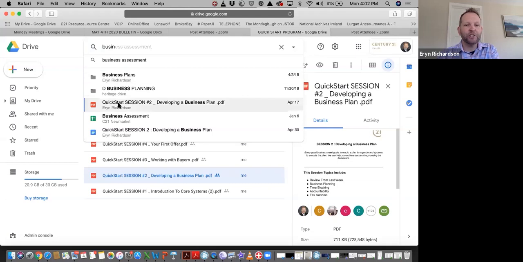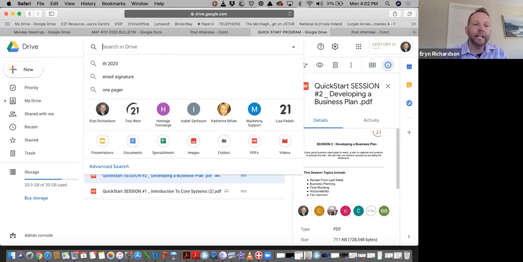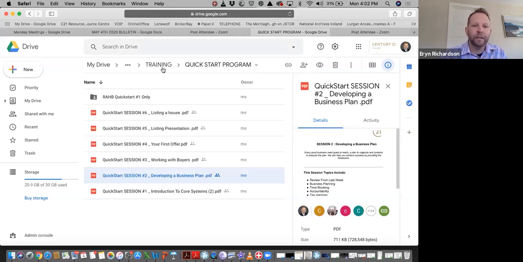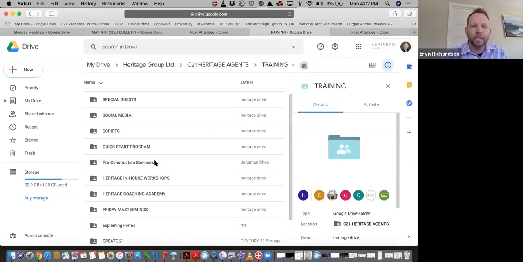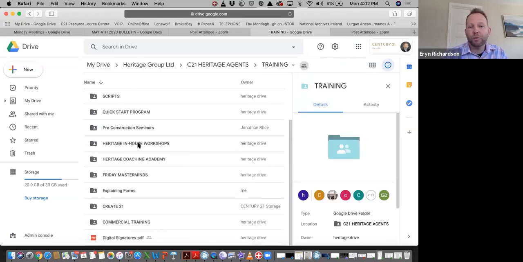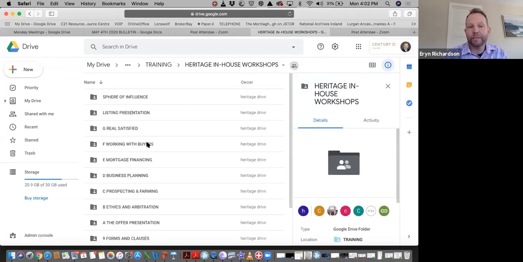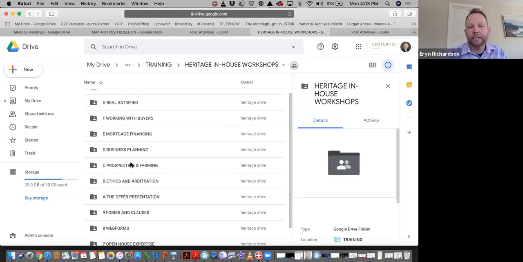We've got Quick Start session 2 business plan. We've got a D business plan. We've got business plans. I think there's even Century 21 stuff. So what I like to do is show you, if you go into our training folder, it is considered one of our in-house workshops. So it is located in the in-house workshop and it's under business planning. D, business planning.